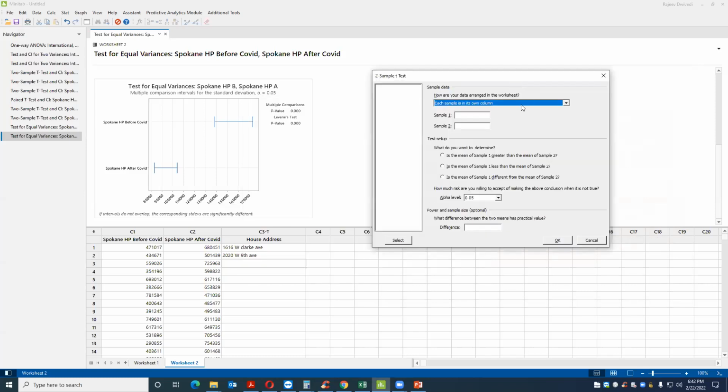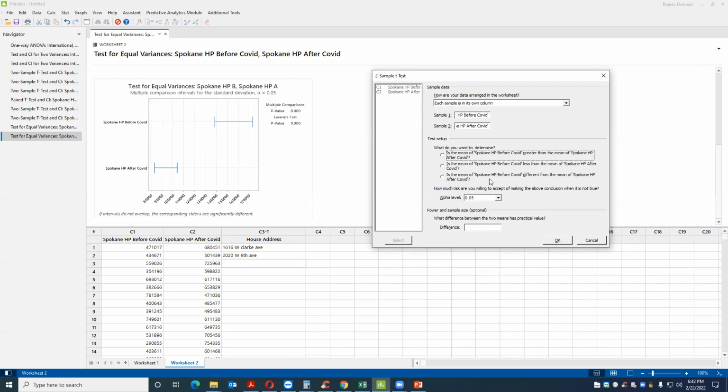Here clearly, each sample in a column. So I go here, I go here. It clearly gives you the hypothesis testing based on the variable name. It gives you a combination of all three hypotheses. Is the mean of spoken housing prices before COVID greater than the mean of spoken housing prices after COVID? Is the mean of spoken housing prices before and after COVID different? So basically less than, so I'm just going to check this.